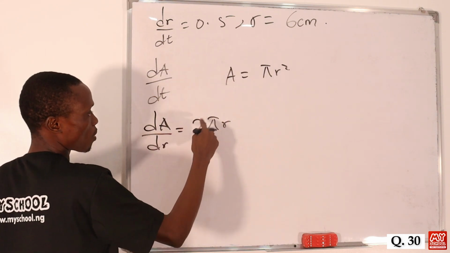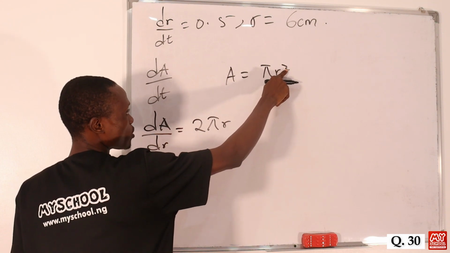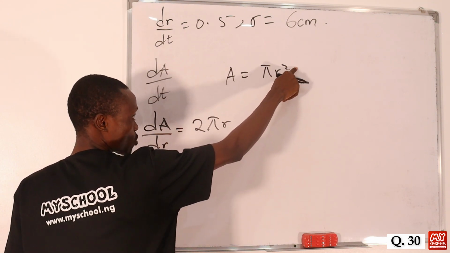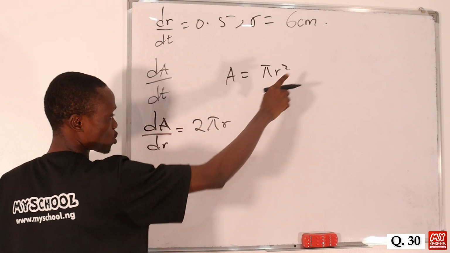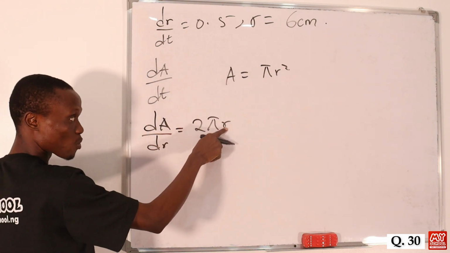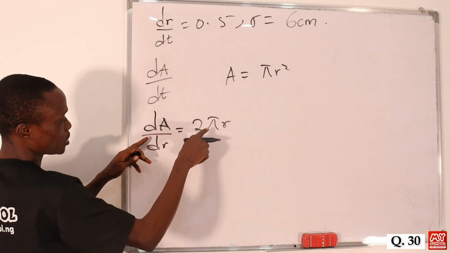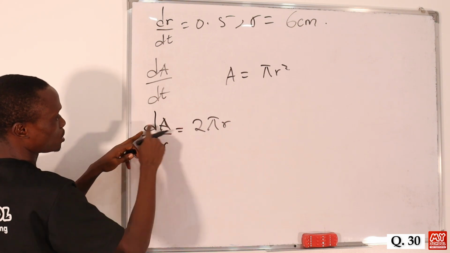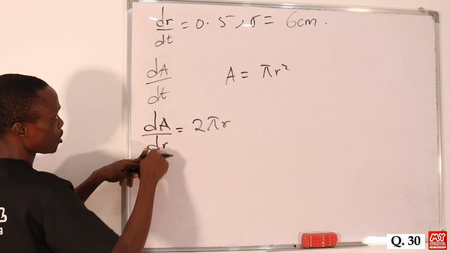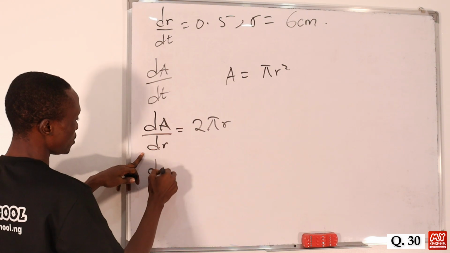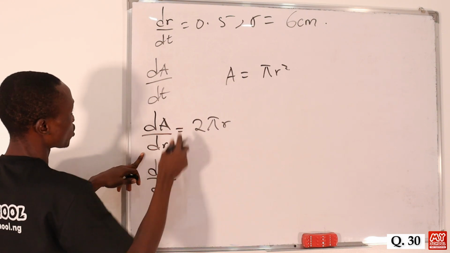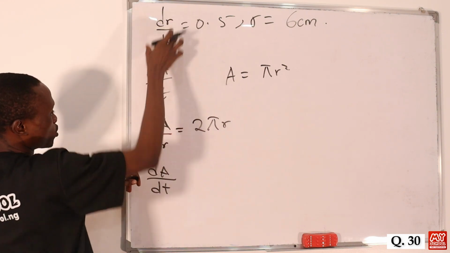Okay, then we write our pi. Then this r raised to power 2, we just subtract 1 from the power. So if we subtract 1, that will give us 1, so that the power of r now becomes 1. So this is actually the answer to dA/dr. Okay, so in order for us to get our dA/dt, we just multiply these two.